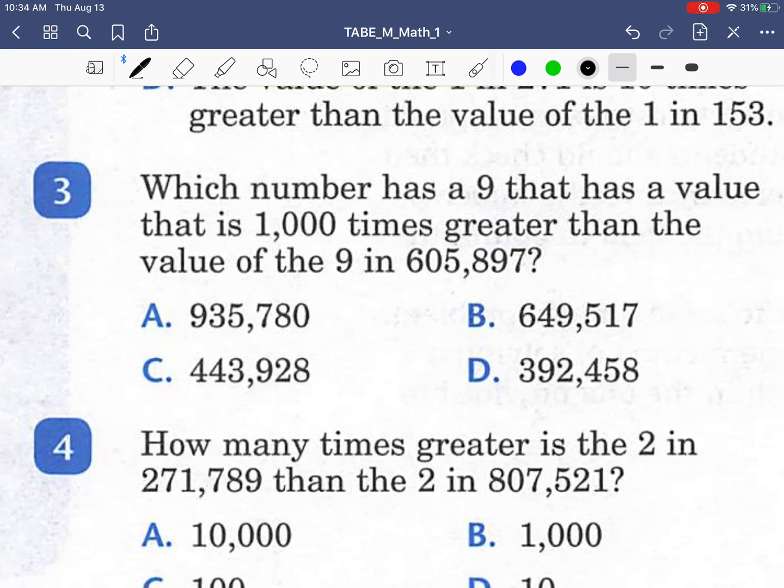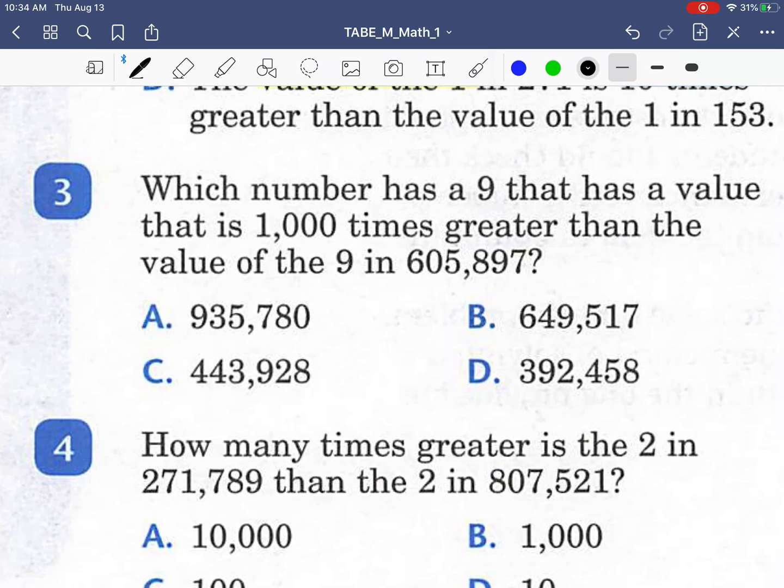Number 3. Which number has a 9 that has a value that is 1,000 times greater than the value of the 9 in this number? So let's look at the 9 in this number. And that one is 90. Now think about it. The choice that I have to make, the answer that I have to choose, is 1,000 times greater than that 90.